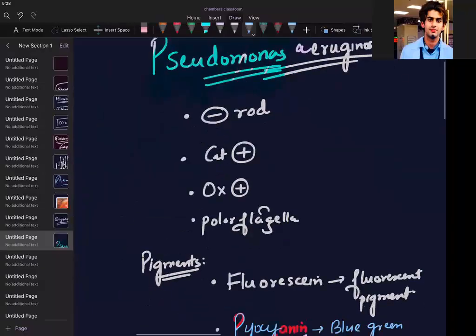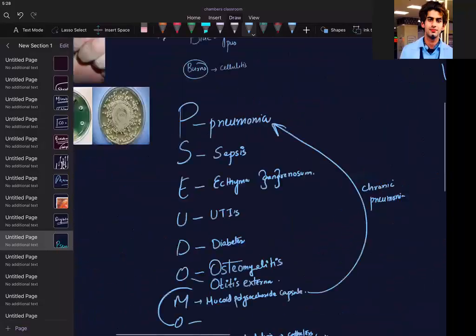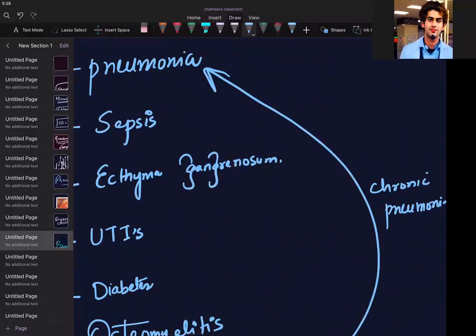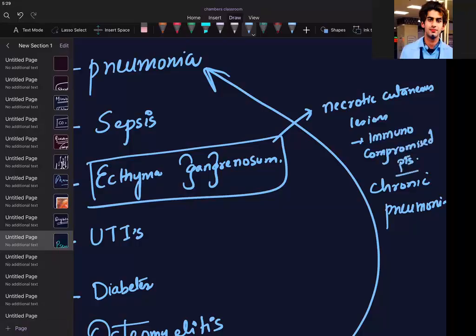By the way, what is this Erythema Gangrenosum? I will be teaching you separately, but here, for your understanding, it is a necrotic cutaneous lesion seen in immunocompromised patients. Remember this much.